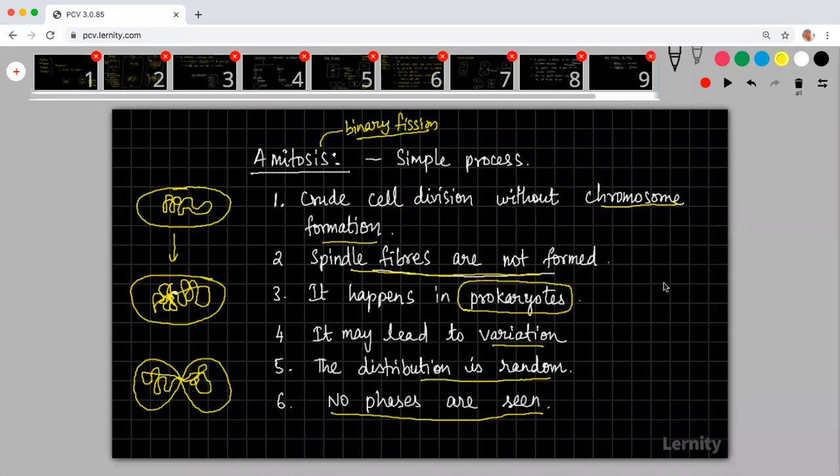So it may lead to variation. Why is it leading to variation? When there is unevenness, this will look like one thing and this will look like another thing. Some amount of genetic nature might vary. I'm just using the word may. I'm not saying for sure it is going to happen. Whereas in case of mitosis, it might not happen. Are we clear? So this is what we call amitosis.